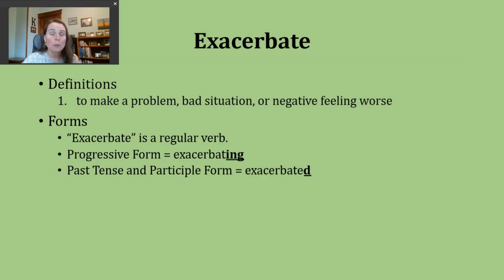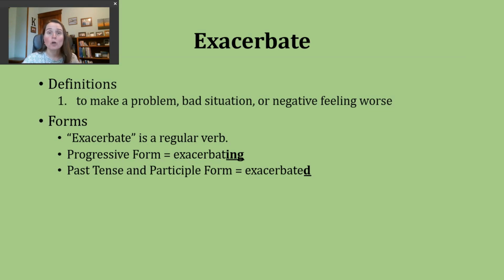If you want to make the progressive form of this verb, you're going to drop the E on the end because we have a verb that ends in the pattern of vowel consonant E. Then we'll add the ing. That forms exacerbating. The past tense and the participle form of this verb can be made by just adding the letter D, since this verb already ends in an E.